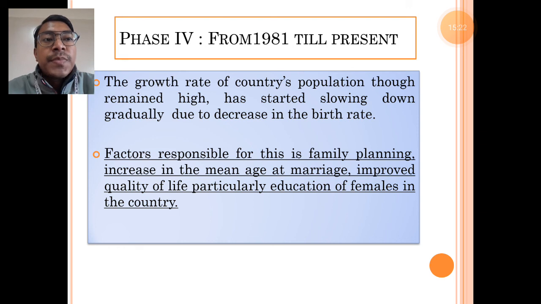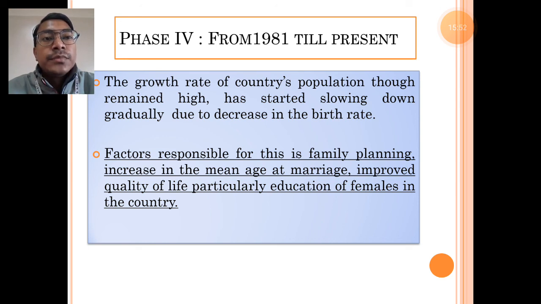Apart from this, the government also increased the mean age of marriage. The increased mean age at marriage and improved quality of life, particularly the education of females in the country, were also responsible for decreasing the birth rate. As we saw, the death rate was already declining from the second and third phases, but in the fourth phase, the birth rate also started declining.